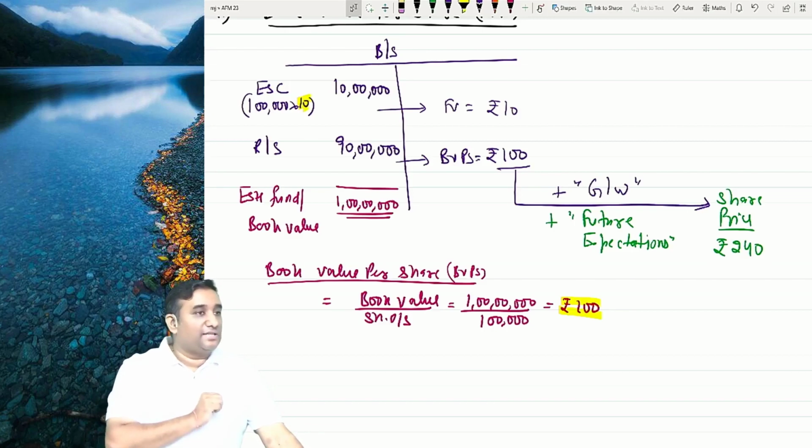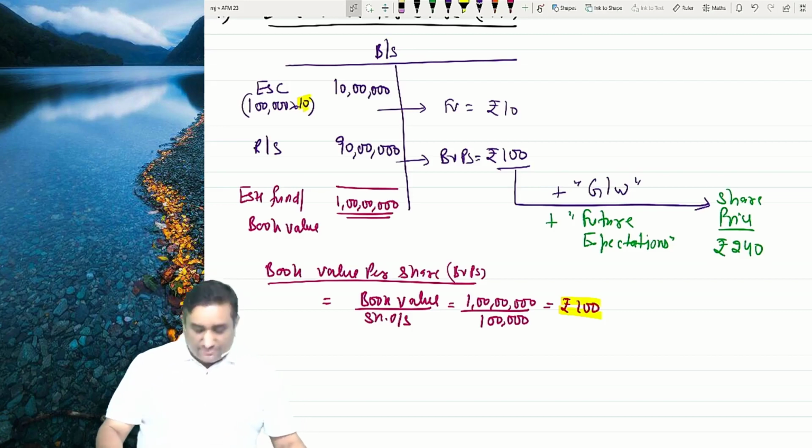If the book value is less than the price, what does it mean? That means future expectation is very less, or maybe it's an undervalued stock. Maybe it's an undervalued stock which we have. So there could be two possibilities you can have if you find the price by book value ratio.